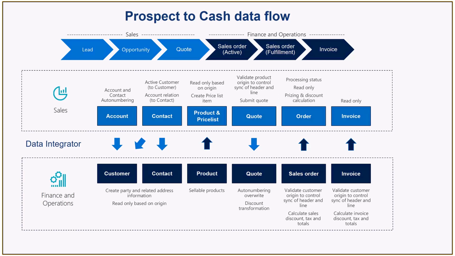In finance and operations, it will read the record and insert it. There will be some order number overriding, so we keep track of that. And also we have some transformation of the discount as the discount systems in the two systems differ a bit.